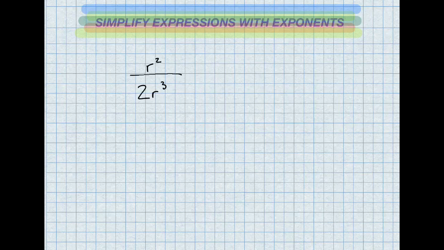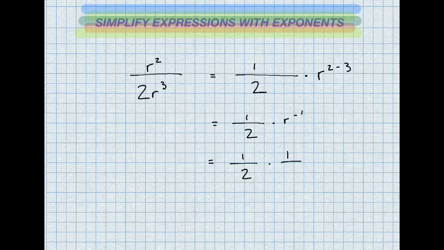Okay, r squared divided by 2r cubed. So we're going to say that that equals 1/2 times r to the 2 minus 3. So we get 1/2 times r to the negative 1. That's 1/2 times 1 over r, or just 1 over 2r. Okay, 1 over 2r. Basically what you have on top is r times r, and on the bottom a 2 times r times r times r. Using our rules of fractions, you can cancel these out. All you're left with is a 1 on top and a 2r on the bottom.